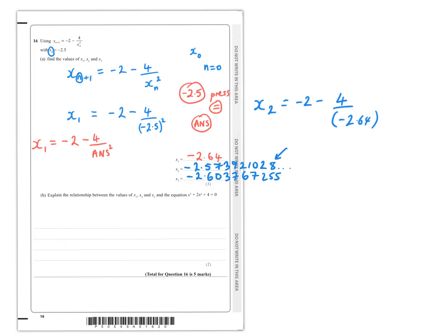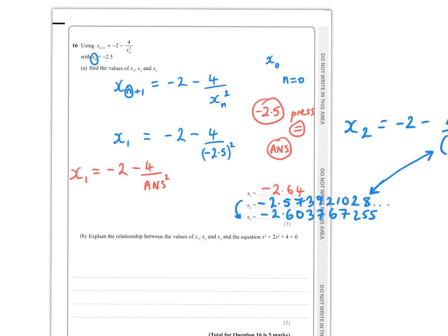If you're doing it the slower method, then you must put this down as your second value, as your third value, into this iterative formula in full. You can't just round it, say, to negative 2.57, because that will give you an inaccurate value for the next value. So try the ANS method if you can and see what you get. It doesn't say in part A to give the values to any degree of accuracy, so we're just going to leave those there.